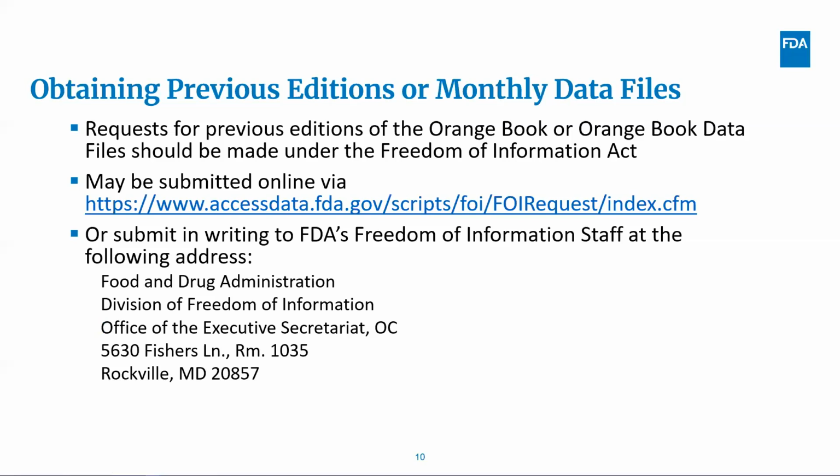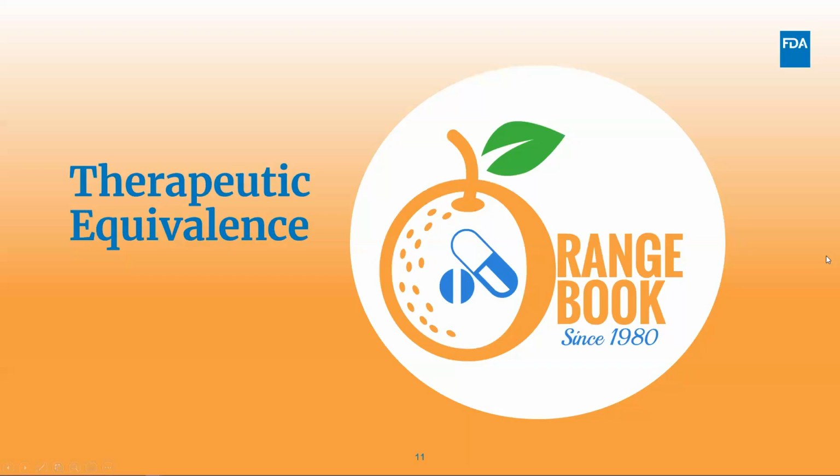If you're interested in obtaining any previous annual editions or previous monthly data files or cumulative supplements, you can request these files under the Freedom of Information Act, or FOIA. You can submit your request online at the link on the slide, or you may submit it in writing to the address in Rockville there. Next, we'll go on to therapeutic equivalents.